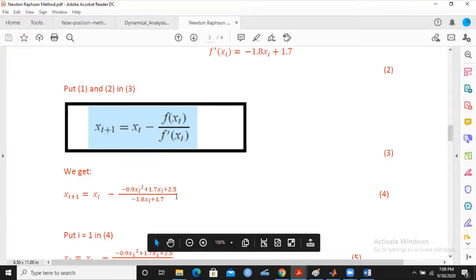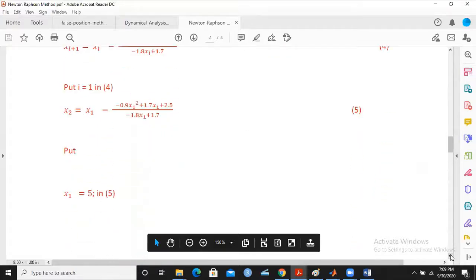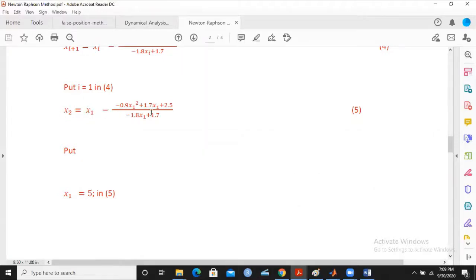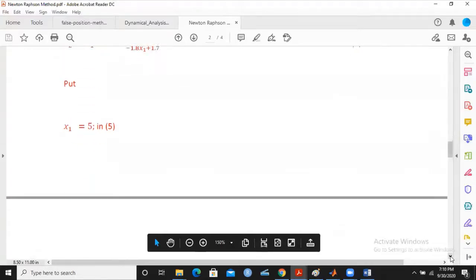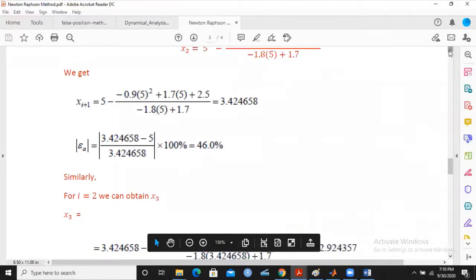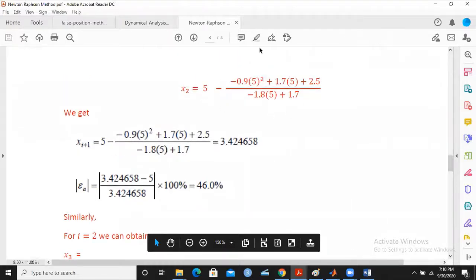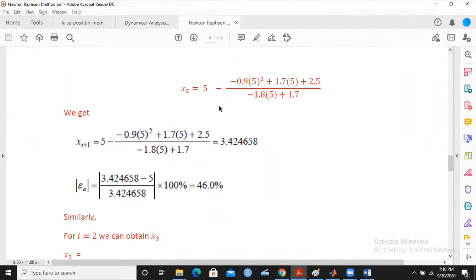Put i is equal to 1 in this equation. What will happen? On the left hand side, you will get x2 is equal to x1 minus f of x1 divided by f dash of x1. And x1 will be given to you, so with the help of x1 you can obtain x2 with the formula. When you put x1 is equal to 5 on the right hand side, you will get x2.